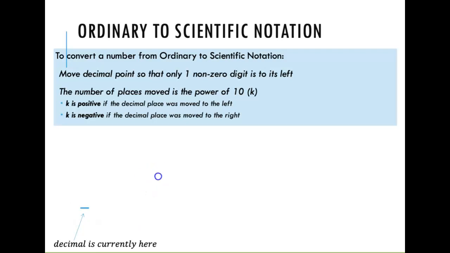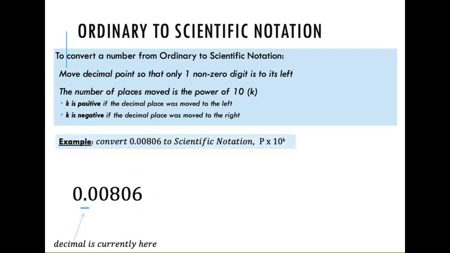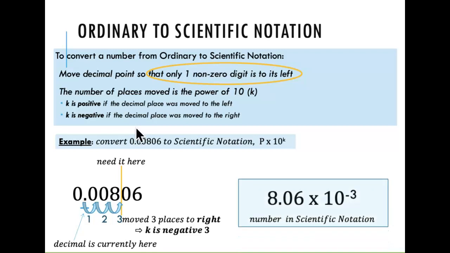And one more here, making the change. Suppose we have this very small number that we want to change to scientific notation. Well, the decimal is currently between the first 2 zeros in that number, but we need it to be between 8 and 0. So we've got to move it how many places? We need to move it 3. And since we're working with a very small number, that power is going to be a negative 3. So our answer ends up being 8.06 times 10 to the negative 3 power.